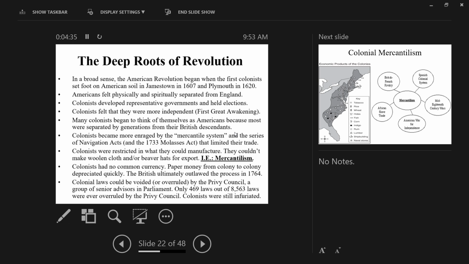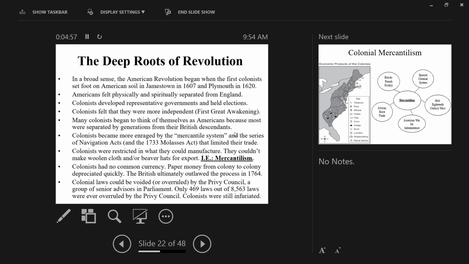Colonists were restricted in what they could manufacture. They could not mass-produce woolen cloth. They could not mass-produce beaver pelt hats, because that would lead to competition with the mother country. Again, that goes back to mercantilism.